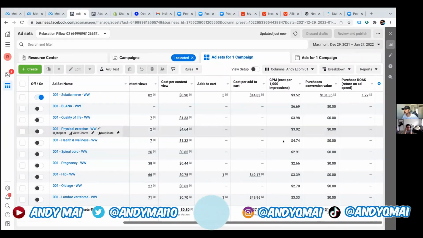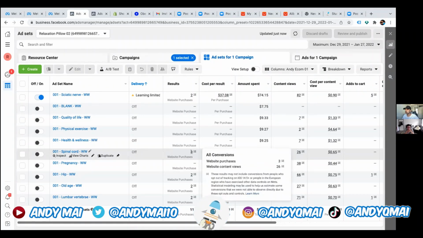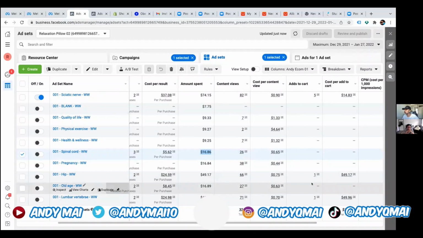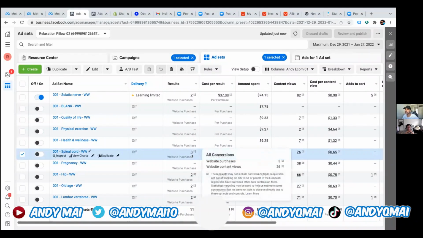What made you want to kill the spinal cord and old age? Like I said before, it showed zero purchases. It showed me an amount spent of $16 and no add to cart. So I was like, okay, $16 and no add to cart, 26 content views. I think it's time. I killed it. Next day I saw that this one got 3 purchases. I'm like, oh.